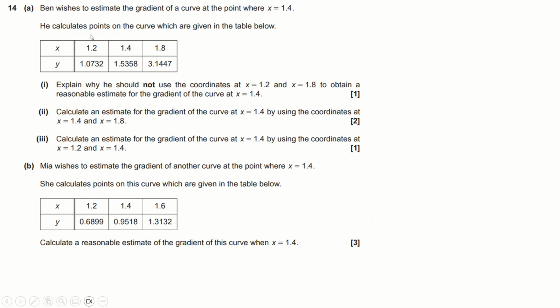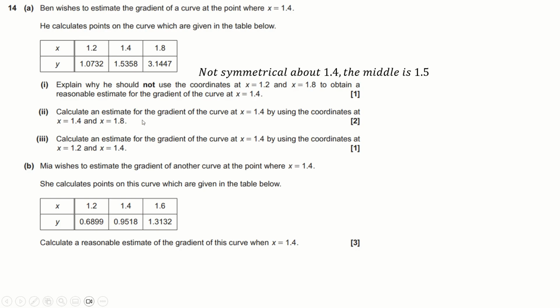Question 14 is about estimating gradients. Why should we not use 1.2 and 1.8 to estimate 1.4? Because 1.4 isn't in the middle of those two things. That would find an estimate for 1.5, so we need to be symmetrically decided. So 1.2 and 1.6 would be okay, but not for this. Calculate an estimate using 1.4 and 1.8. So yeah, we could either go in the middle, like 1.2, 1.6, or you can use this as one of the starting points and then something else further beyond, like they're doing here.